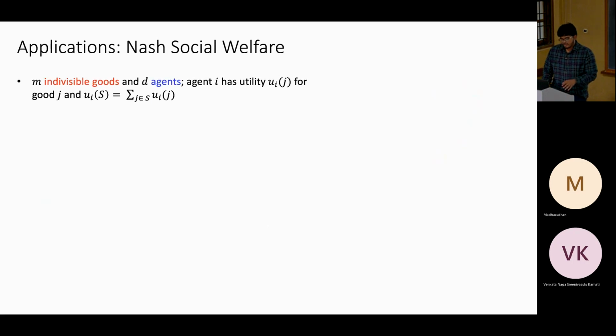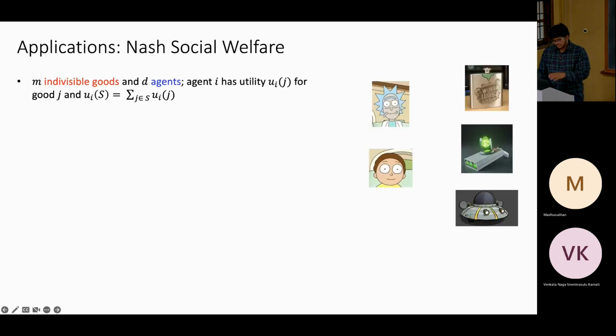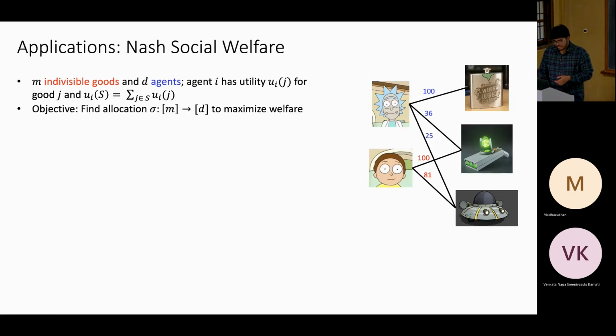So the setting is where you have indivisible goods and B agents, and agent I has utility Uij, and the total happiness of agent I is additive. Say these two are the agents and these three are the items, and you also have constraints on whether you can't give any object to anyone. Since Morty is just 14 years old, he can't have the first object. And then these are the valuations.